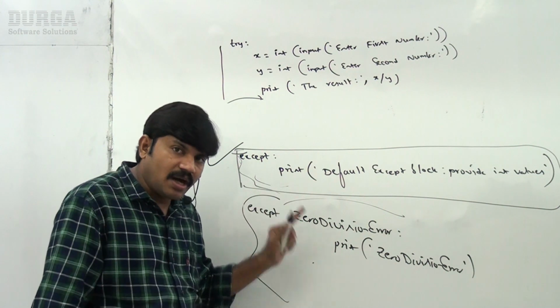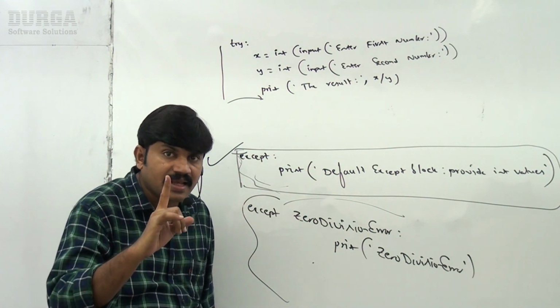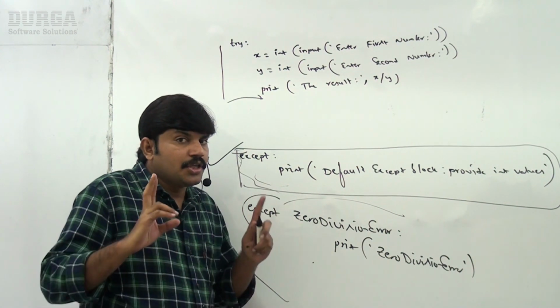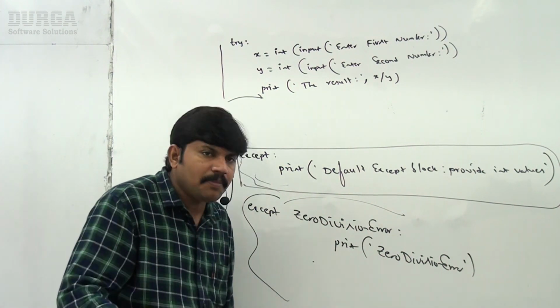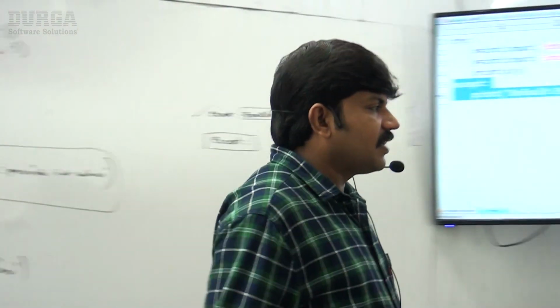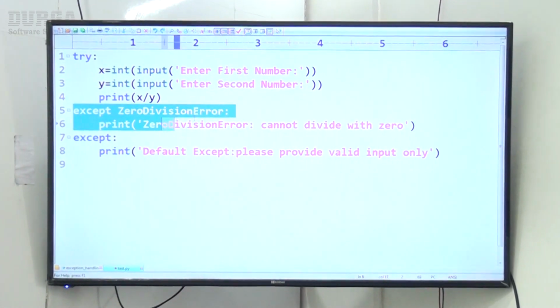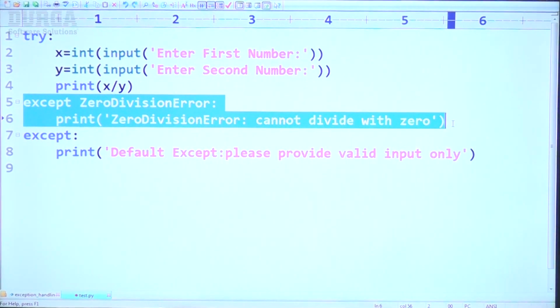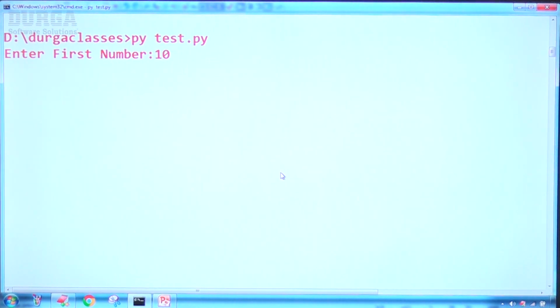If you change the order, if you take it anywhere else, we immediately get a syntax error. Very, very important: if a default except block is there, it must compulsorily be the last except block. Have a look at our example. Two things are there: first a normal except block, second the default except block. I took the default except block at the last, no problem at all. That's why it is valid.